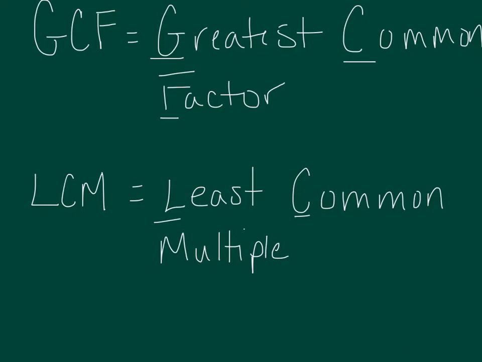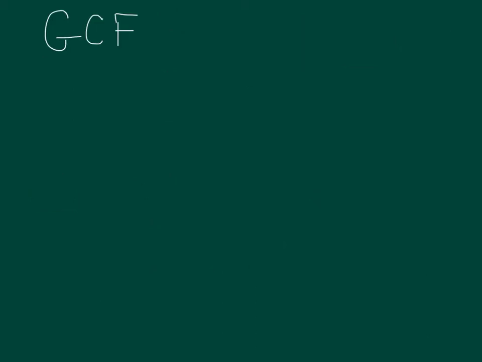The key words in both of these lessons relate to the first word in each of the acronyms. Greatest, meaning we're going to be looking for the biggest common factor, and least, meaning we're going to look for the lowest number as a multiple. The first item we're going to tackle is greatest common factors.